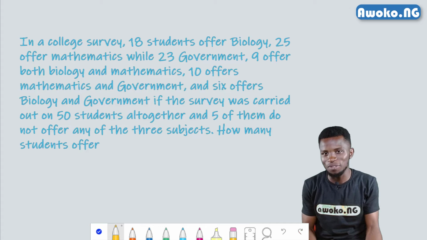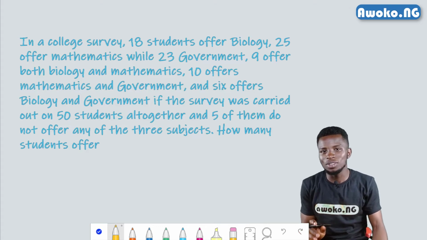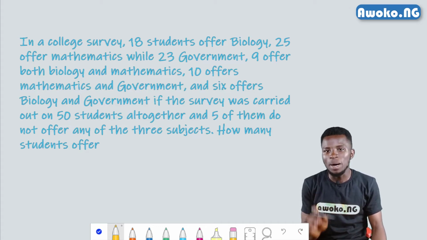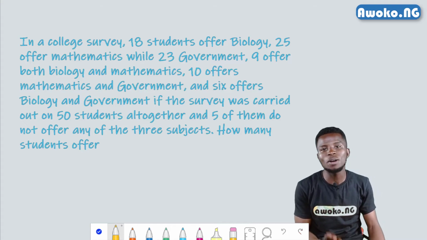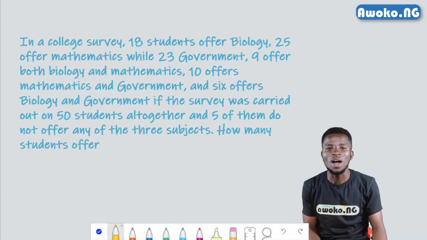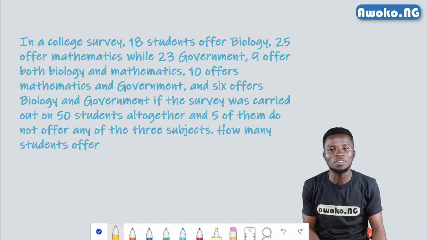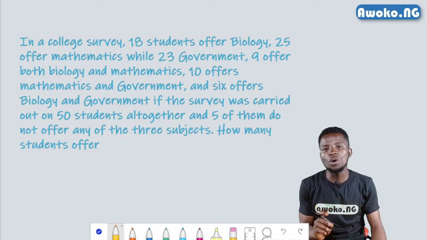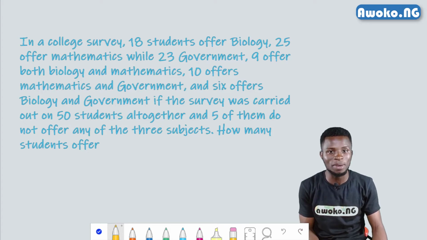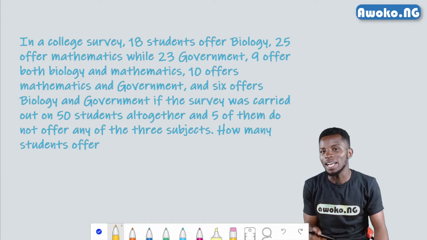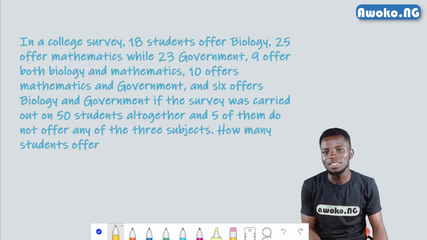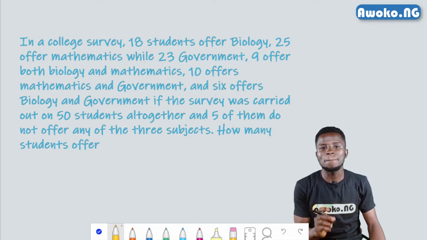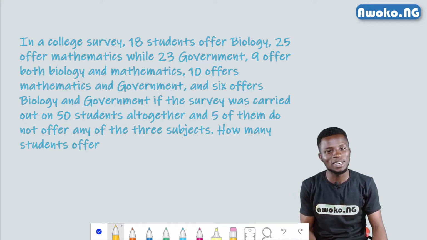In a college survey, 18 students offer biology, 25 students offer mathematics, while 23 offer government. 9 offer both biology and mathematics, while 10 offer mathematics and government, and 6 offer biology and government.